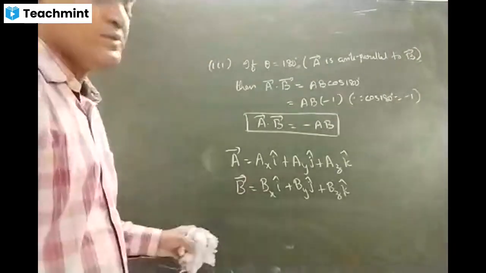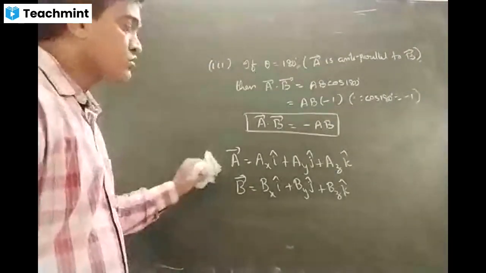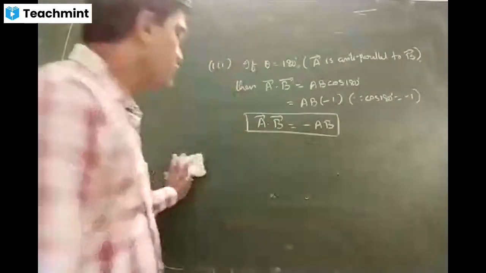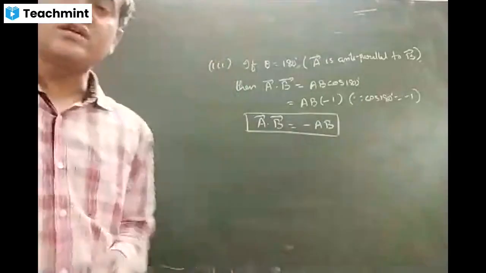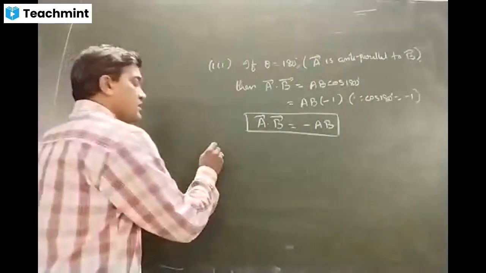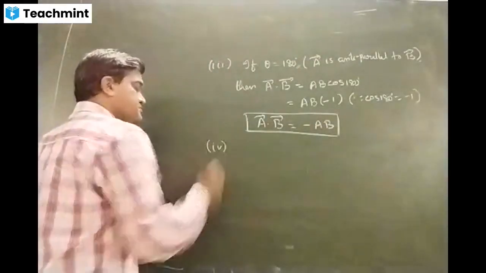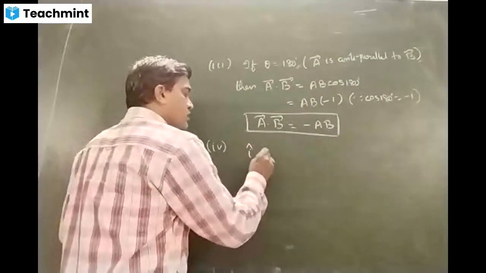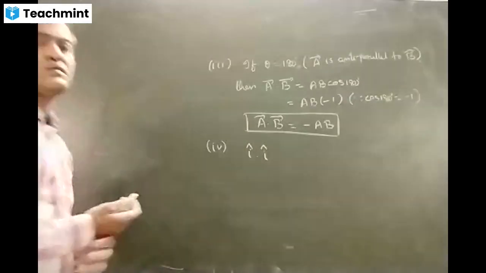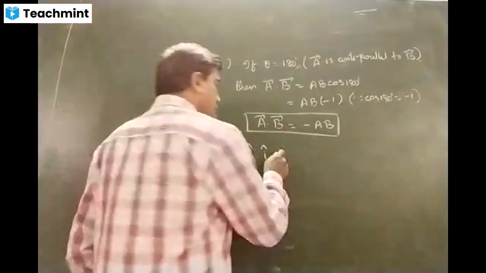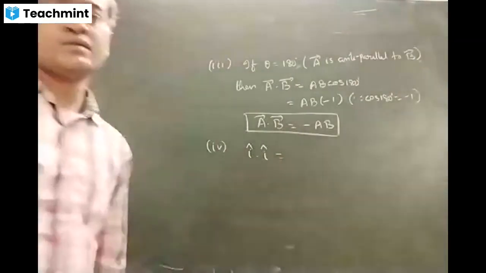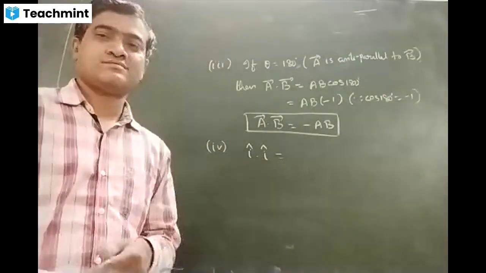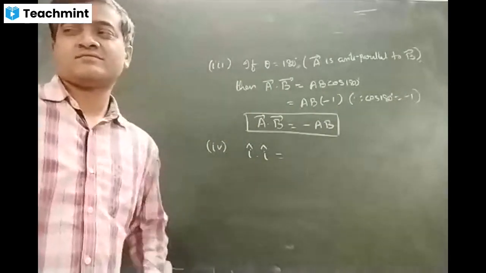Right, now before going to do the dot product of these two, let me show you these three things. These three are very, very important. Remember, number 4: I cap dot I cap. What is the value of I cap dot I cap? 1. Why 1? The magnitude of a unit vector is 1, guys.